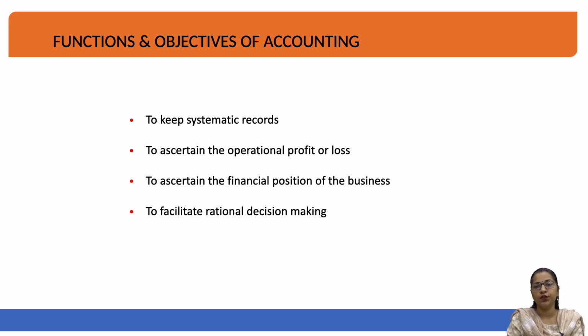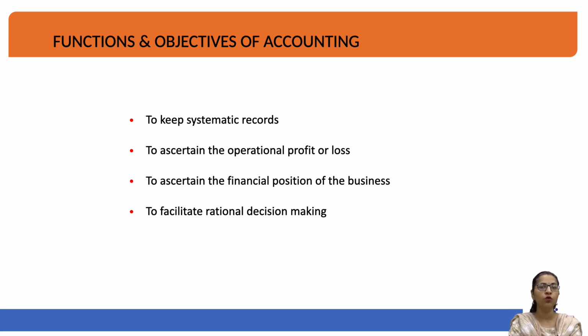Moving on to the next function, it says to facilitate rational decision making. All of the three functions and objectives that we have discussed earlier are correlated with this last function. When you talk about decision making, it is not just decision making, it is rational decision making. What is the meaning of rational decision making? Rational decision making would mean that in a particular situation, the manager wishes to take an appropriate decision based on the accounting results of the business.